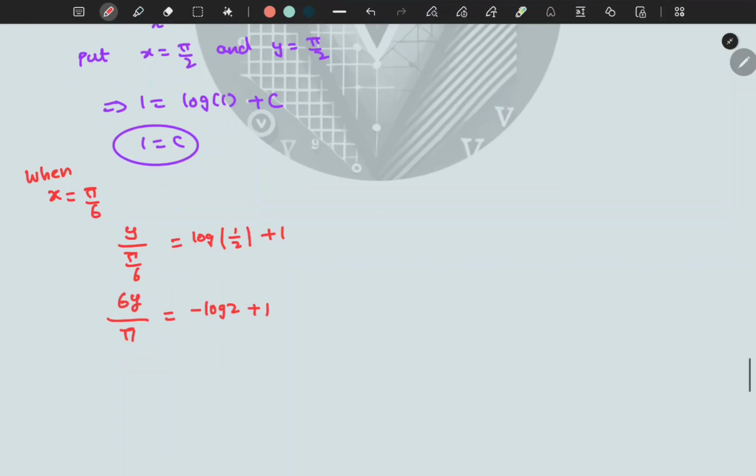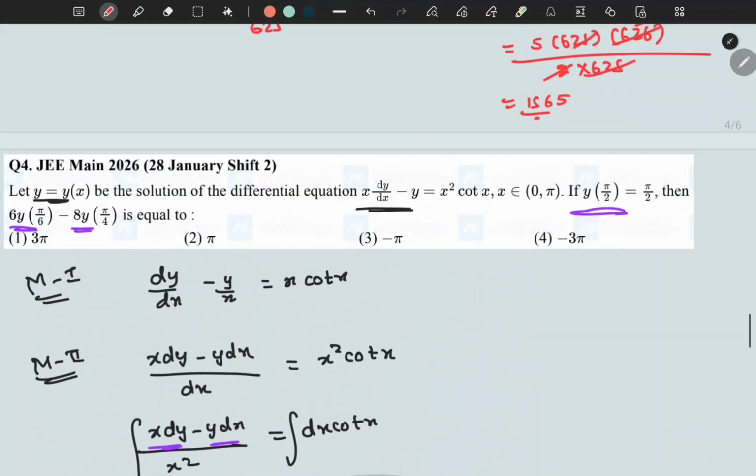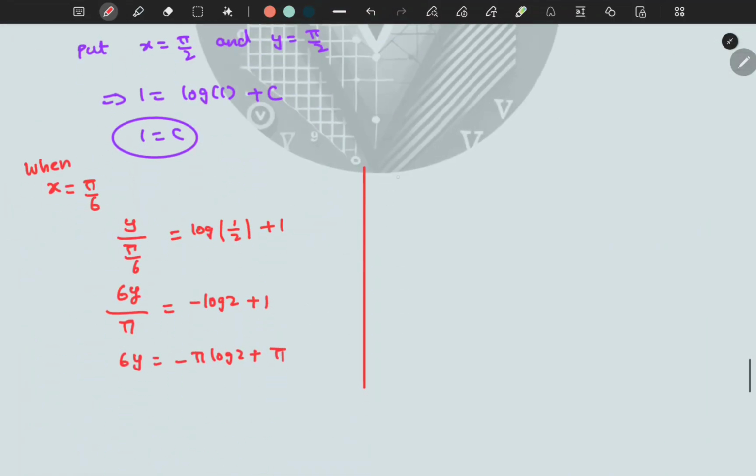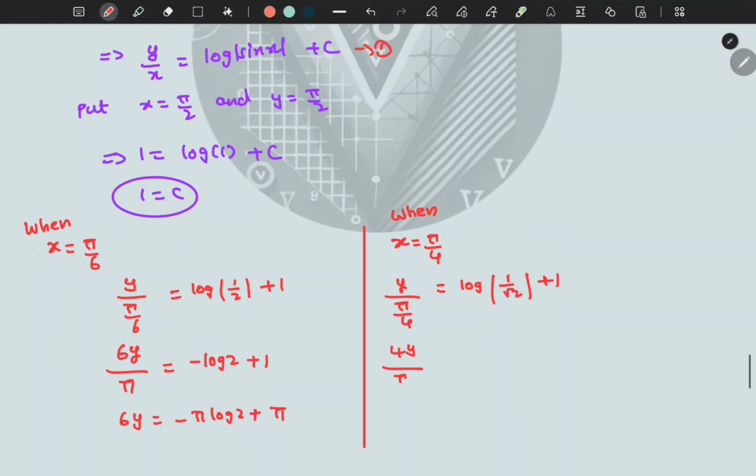I hope you are familiar with the concepts of log. And 6 times y equals minus pi log 2 plus pi. I think this is clear, right? Now I think we have to calculate the value at pi by 4 also. When x equals pi by 4, we get y divided by pi by 4 equals log of sin pi by 4, which is 1 by root 2, plus 1. So 4y divided by pi equals, now this should be minus log root 2, or 2 power 1 by 2, plus 1, right?